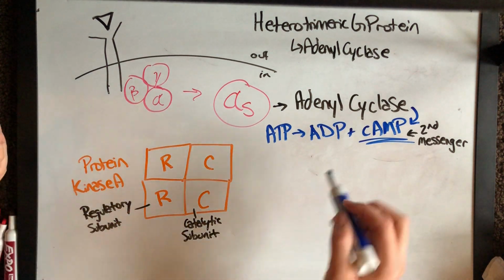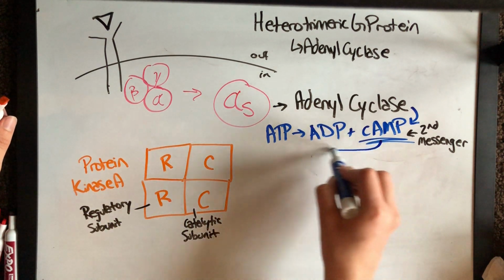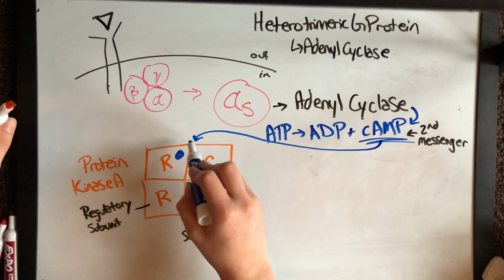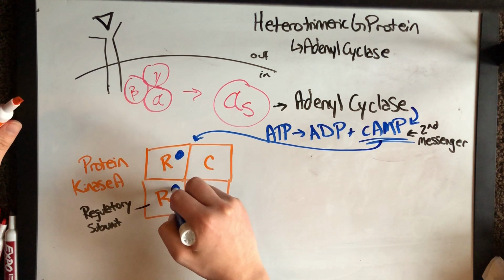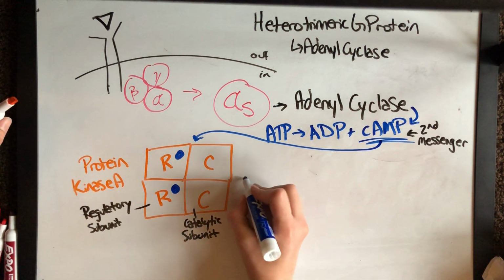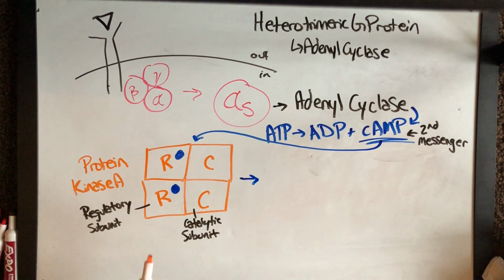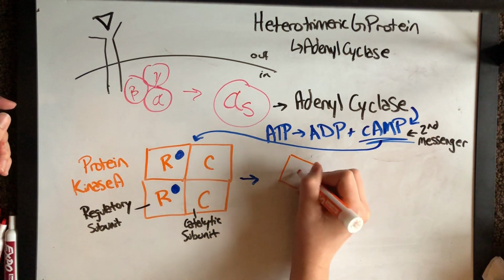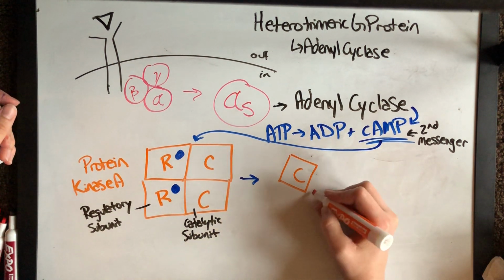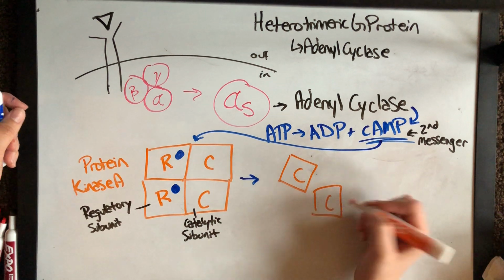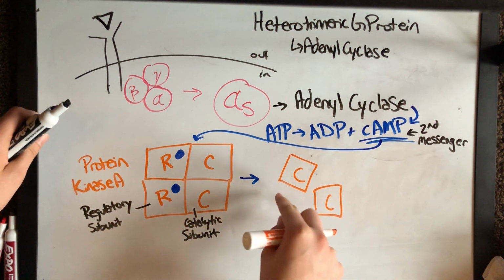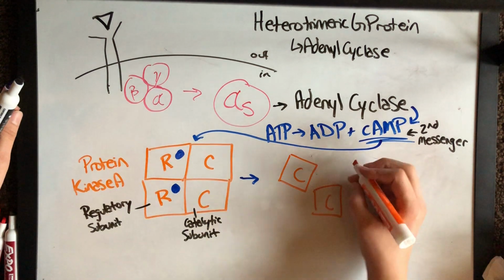so our cyclic AMP is going to come over here, and it's going to bind. We're just going to draw 2 little circles for our cyclic AMP, binding to our regulatory subunits. And that's going to cause the catalytic subunits to come off and be free. Okay, so when our catalytic subunits have come off and they're free, that creates an active protein kinase A.